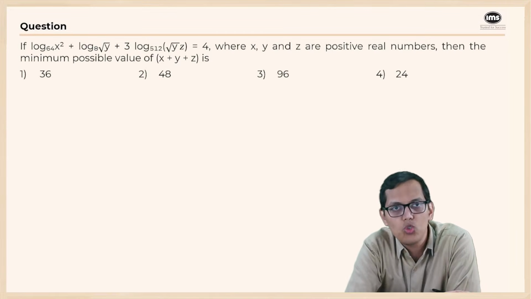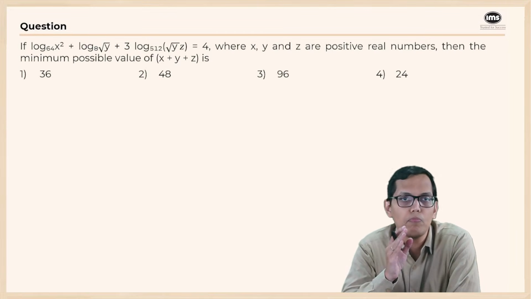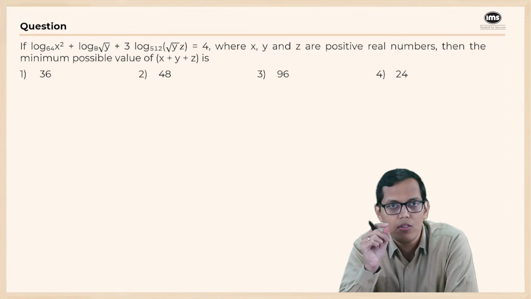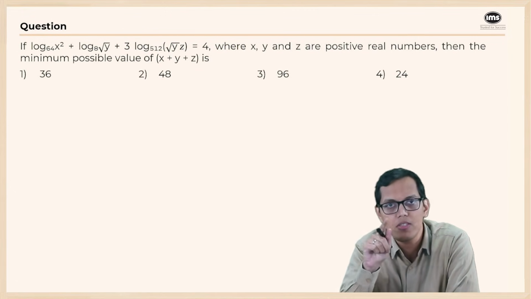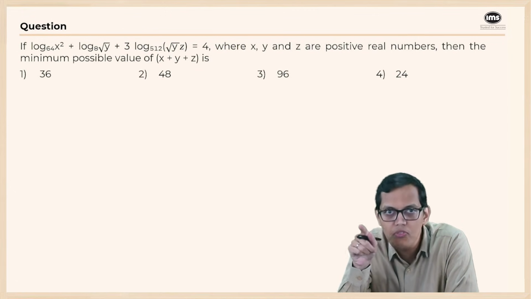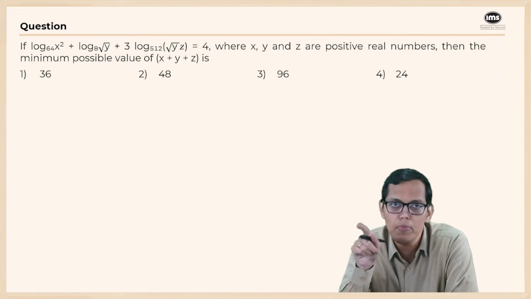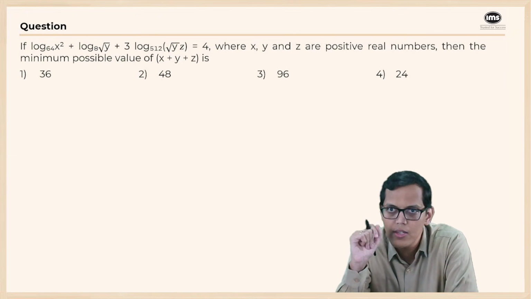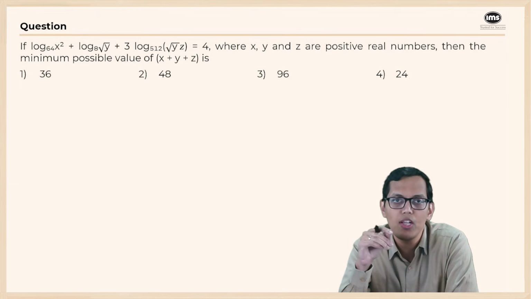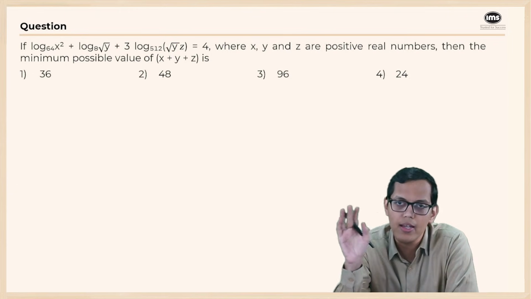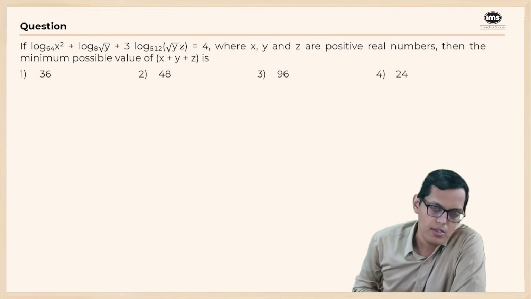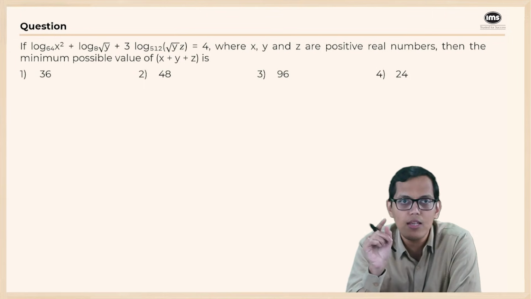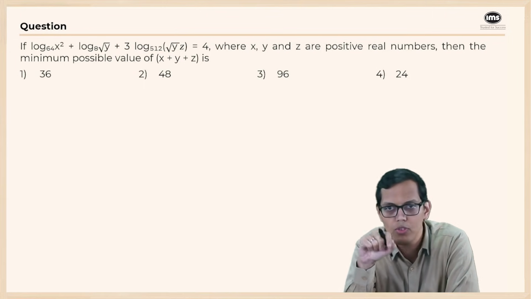Log x square base 64 plus log square root of y base 8 plus 3 times log square root of y into z base 512 is equal to 4, where x, y, z are positive real numbers. Then the minimum possible value of x plus y plus z is. That is our question. Now if you see carefully, the bases are 64, 8 and 512.